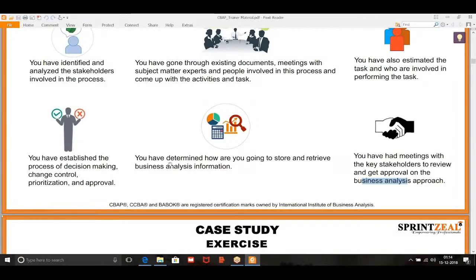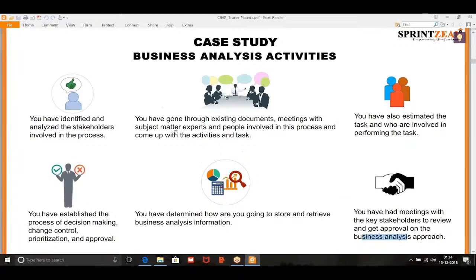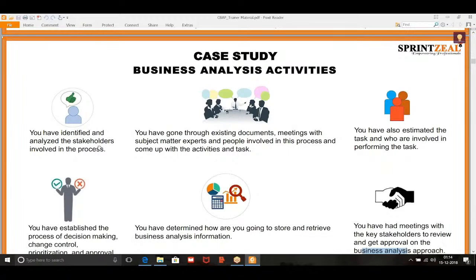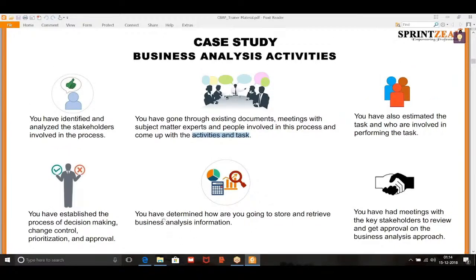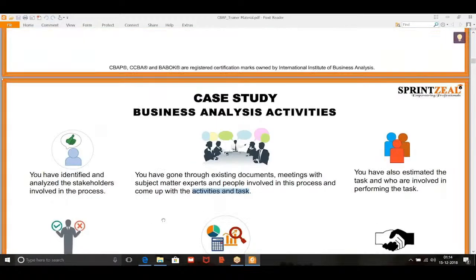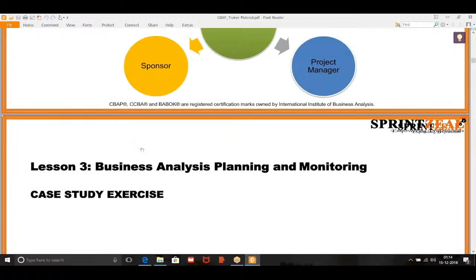All these things that they are talking about here, we have already discussed in previous topics. Stakeholder identification and meeting with people involved in this process, come up with activities and tasks. So this is the BA plan approach. What are you going to do, and who is involved in performing the task. You have estimated the task, and you have identified the stakeholders against the task also, right? You have also established the process of decision making, change control, prioritization. This is a part of your BA plan approach. So this will go into what we have been discussing so far, right?